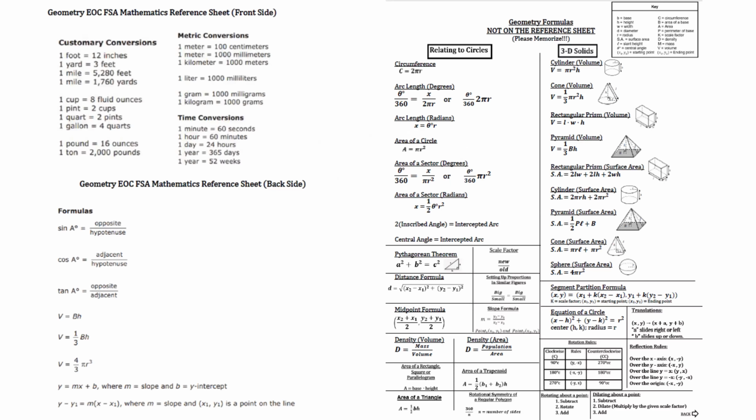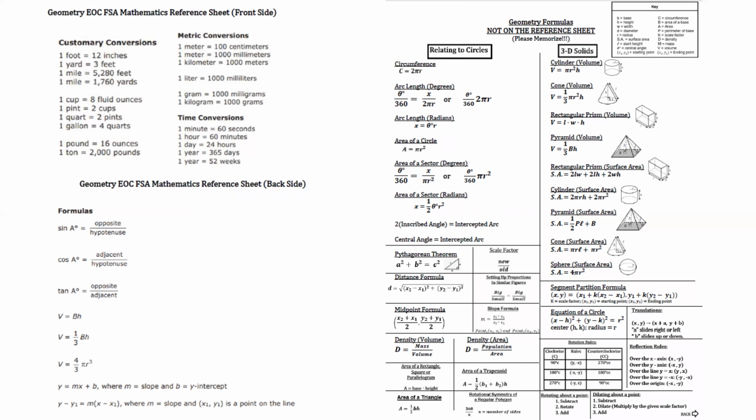All right, so the first thing for this review that I gave you today was actually something that might come in handy, and that is our reference sheet. Now, this whole thing is not the reference sheet that you get on the exam. On the one side, you'll see it's labeled as Geometry EOC FSA Mathematics Reference Sheet, front side and then back side. Those are the formulas that you get on the exam. The other part that says not on the reference sheet, those are formulas that you need to know.